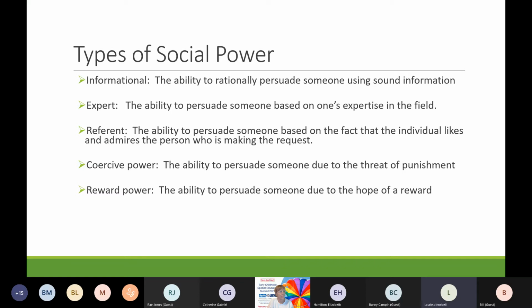Coercive power, on the other hand, is more negative in nature: the ability to persuade someone due to the threat of punishment. Reward power is the flip side of that: the ability to persuade someone due to the hope of a reward.